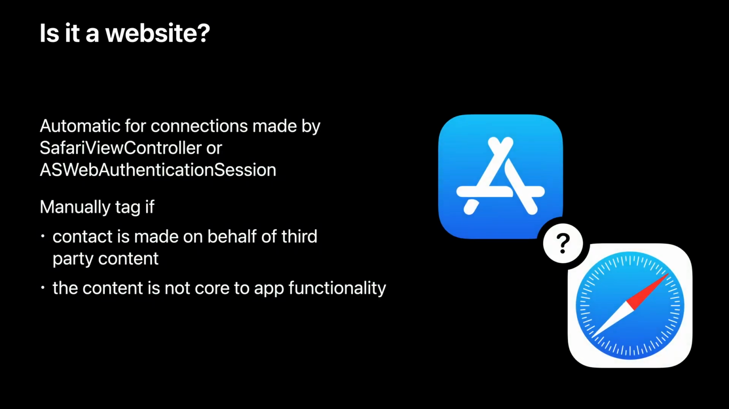Now, let me show you the difference between a connection by an app and a connection by a website. Connections made by Safari View Controller and ASWebAuthenticationSession are automatically tagged as connections by websites. You can also manually tag connections as being caused by a website if a connection is made on behalf of third-party content and isn't core to app functionality.